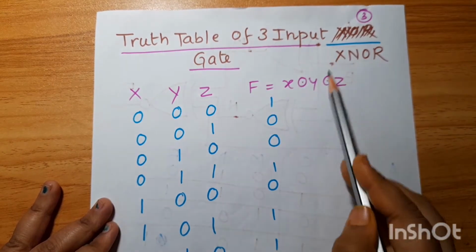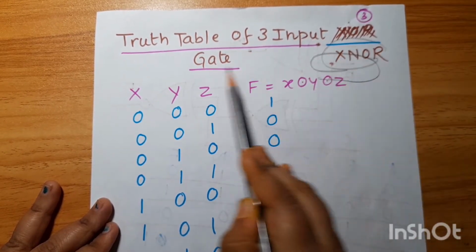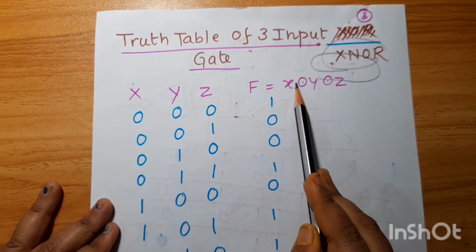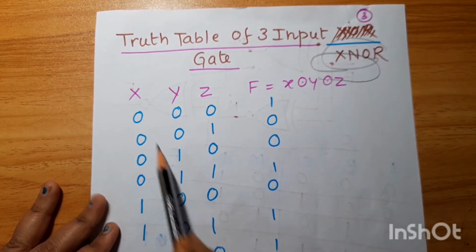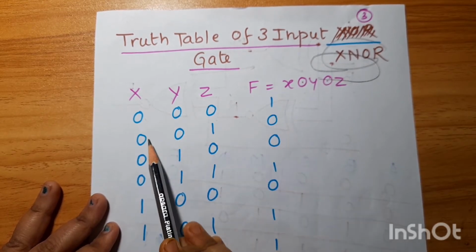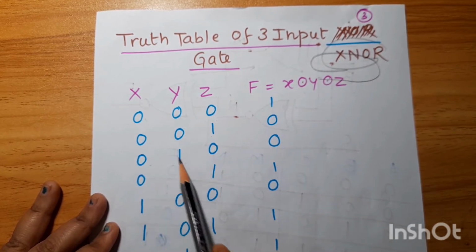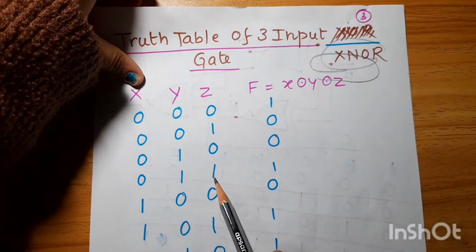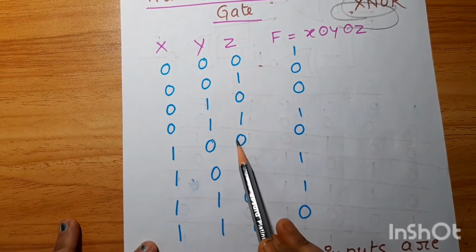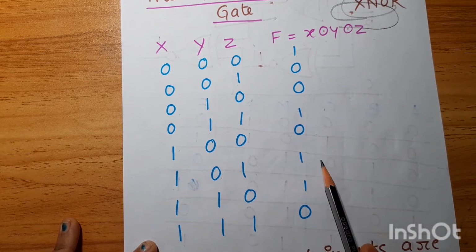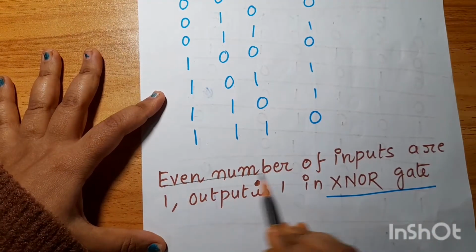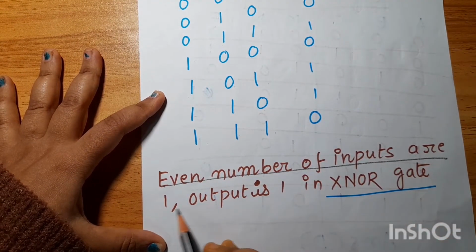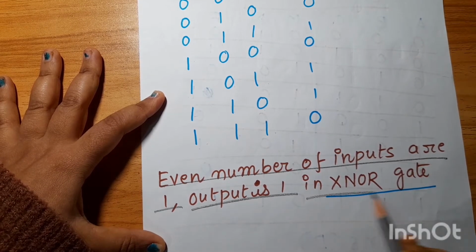Truth table of 3 input XNOR gate. X, Y, Z are the 3 inputs. F is equal to X exclusive NOR Y exclusive NOR Z. So, 0, 0, 0, 1, 0, 0, 1, 0, 0, 1, 0, 0, 0, 1, 1, 1, 1, 0, 0, 0, 1, 0, 1, 1, 1, 1, 0, 1, 1, 1, 1, 0. So, when an even number of inputs are 1, the output is 1 in the XNOR gate.